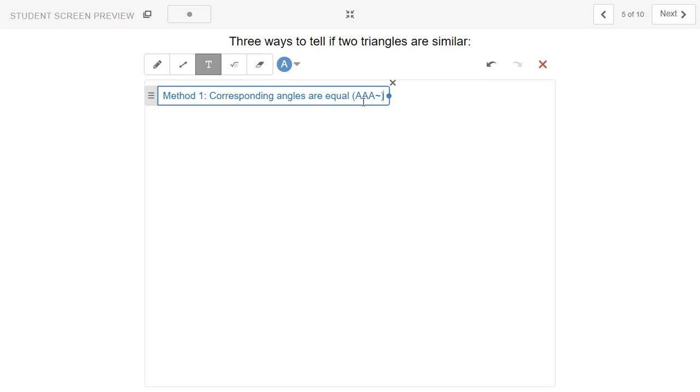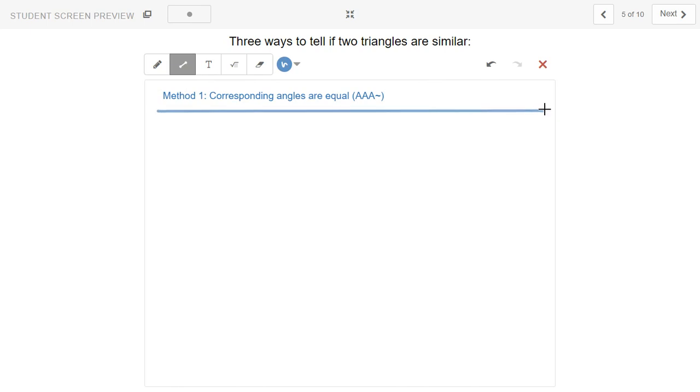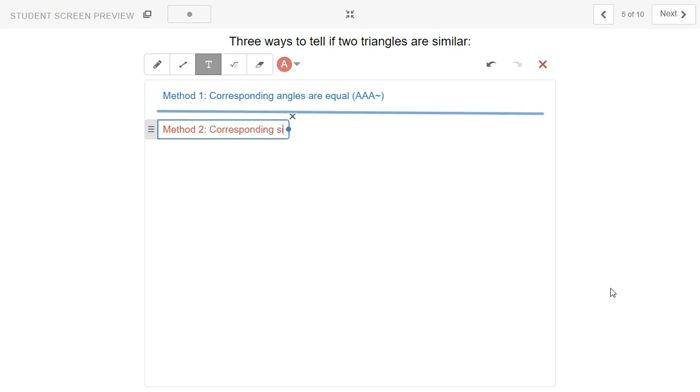So in short form: angle, angle, angle, then it makes it similar. Right, a second method. If all of our corresponding sides are in proportion to each other, we also know that they are similar. So we could use side, side, side to show similarity.